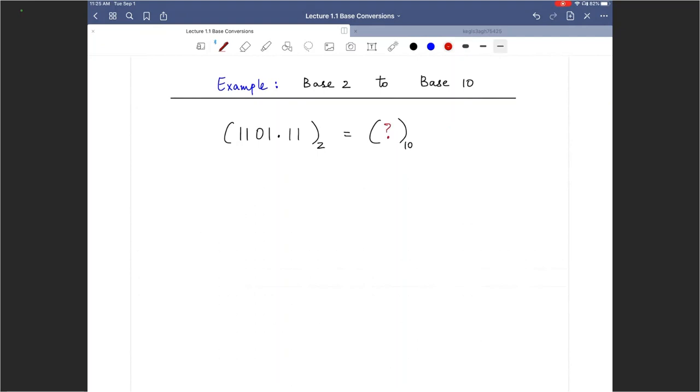For anything to decimal, I'm going to use positional significance, or positional number notation. What does that mean? That means that I'm going to take these numbers and I'm going to multiply them with increasing powers of 2.